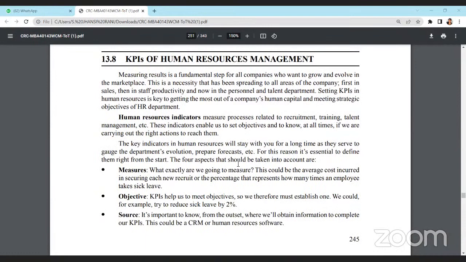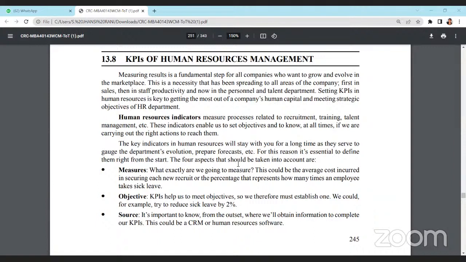Now, what is the role of KPIs in HRM? That is human resource management. Measuring will always help the organization to grow and evolve in the marketplace. Whenever you are measuring the indicator or the performance they are giving, in the metric format, then we are going to have continuous improvement in the organization.